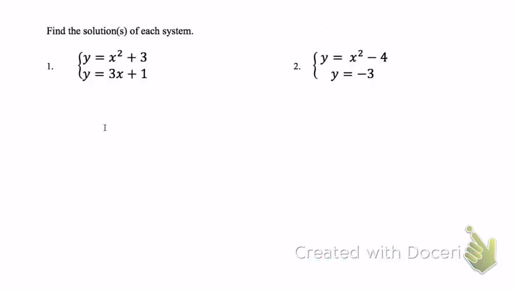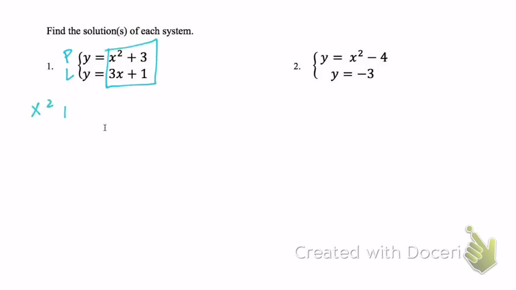Okay, looking at number 1, doing the same thing. My top one, what kind of function would that be, a parabola or a line? Parabola. The second one would be a line. If you want to graph these in Desmos to see what they look like, it'll give you the solution, so you can check your answers that way. They're both in y equals format, so I'm going to set them equal to each other.